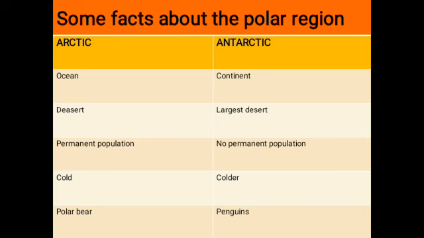Here are some facts that describe the Arctic and Antarctic. Arctic is an ocean, Antarctic is a continent. They are both desert regions, but Antarctic is considered the largest desert. The Arctic has a permanent population as some parts are warm and humans can survive, but in Antarctic there is no population as it's extremely cold. Very few animals like penguins and seals live in Antarctic, whereas animals of the Arctic include polar bear, wolverine, squirrels, birds, walrus, and seals.